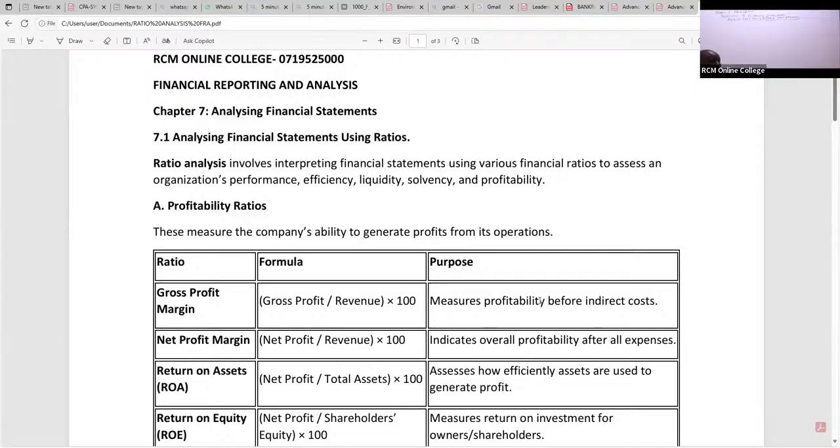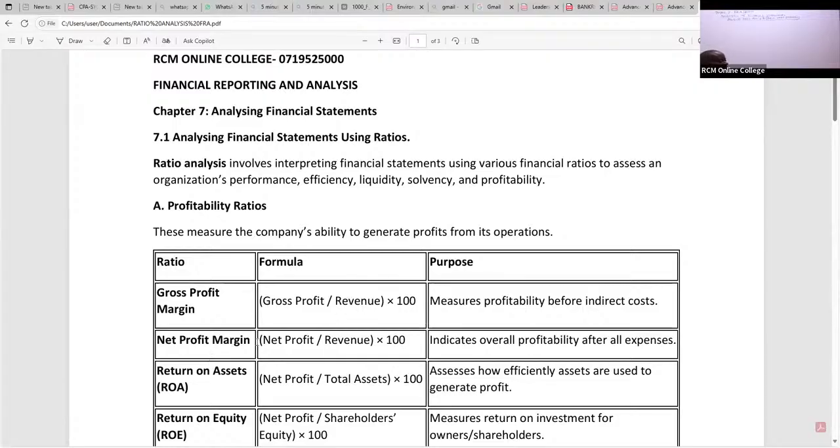Measures profitability using the cost of sales only. You see, for us to get gross profit, we take sales revenue minus cost of sales, before you start looking at indirect costs. Get that gross profit, and you divide it by sales revenue. There you will be.